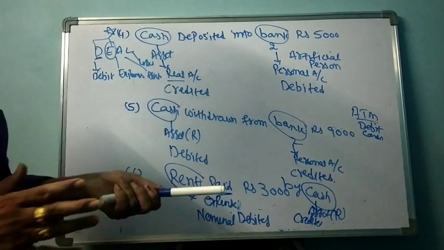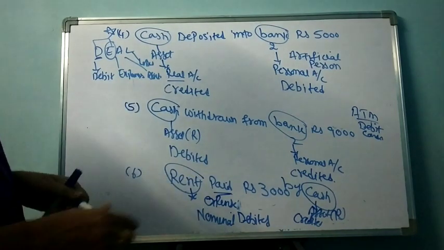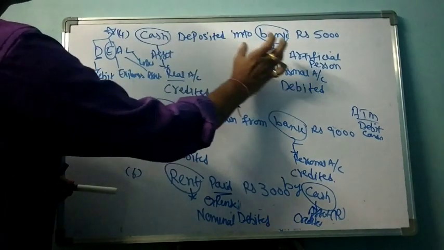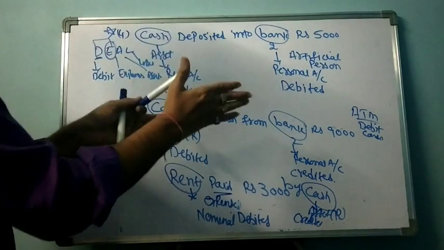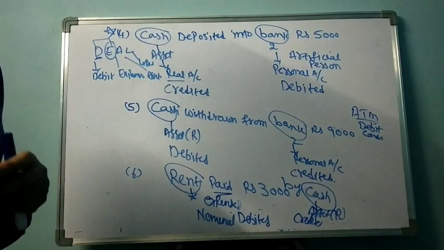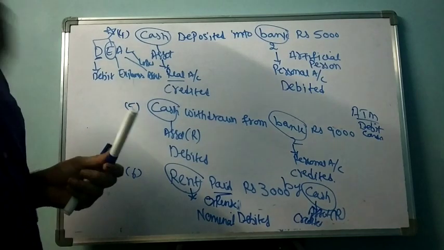In the next class, we are going to discuss how these transactions, whatever transaction you identified, which part is debit, which part is credit. After identifying, we'll present this in the format. That format is known as journal. That part we'll discuss in the next class.